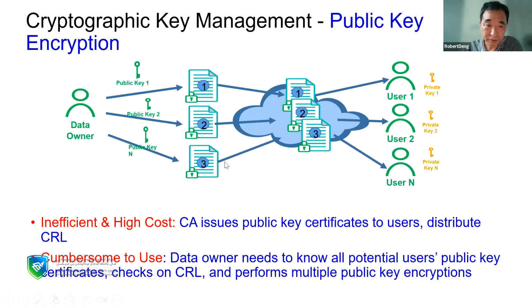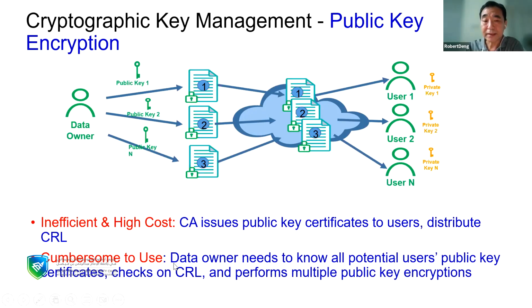Public key encryption is inefficient, with a very high cost. The high cost comes in two aspects. One is that the CA has to issue public key certificates to users and has to distribute a revocation list, called the CRL, the certificate revocation list, to make the CRL available to every potential user. This is a very large operational cost to distribute the CRL.